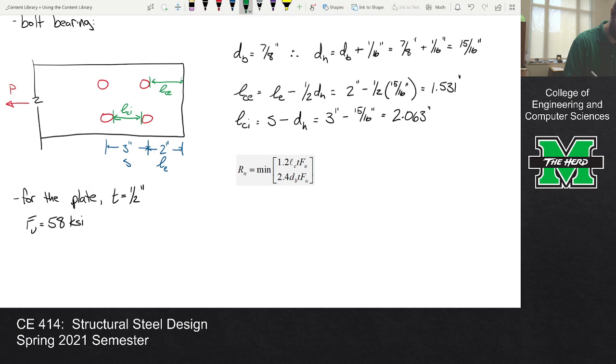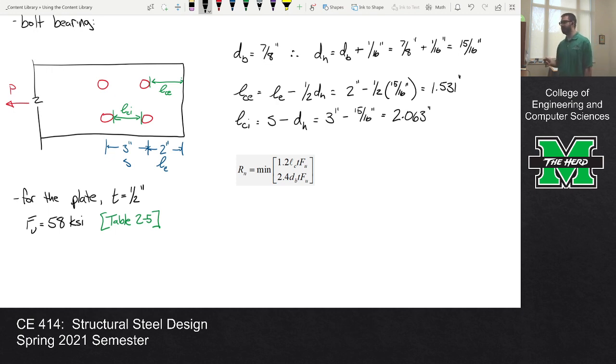I will go ahead and place the reference so that we have it, but after a while you start to remember this stuff. So for the plate, the thickness is a 1/2 inch and the FU is 58 KSI. So we have everything that we need.